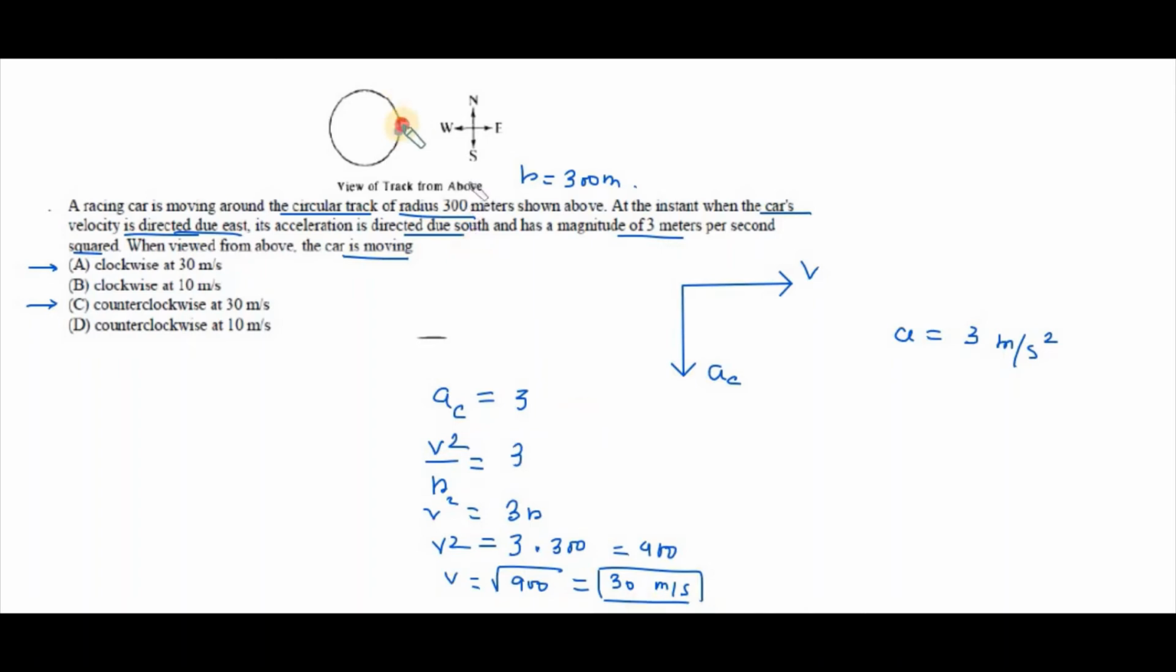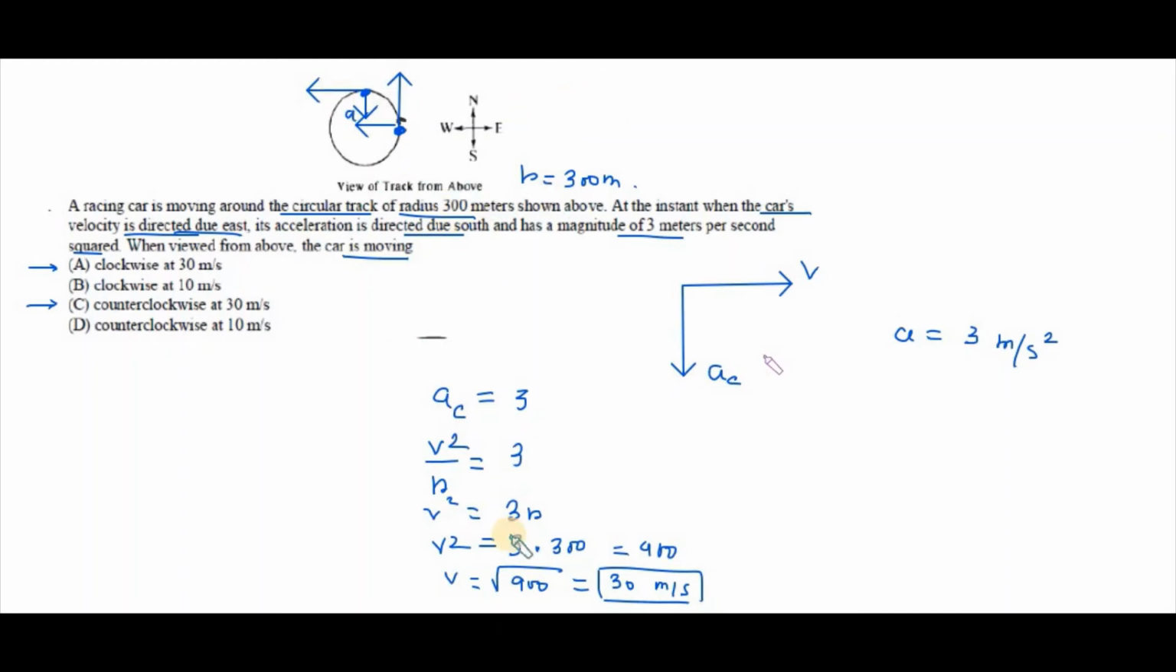So in that case the velocity would be upward, and its acceleration direction would be towards the center of the circle. If it is located here, then in the case of counterclockwise direction, the velocity would be towards west, and the direction of acceleration would be towards the south. So here the direction of acceleration is matched, but the direction of velocity is not matched.